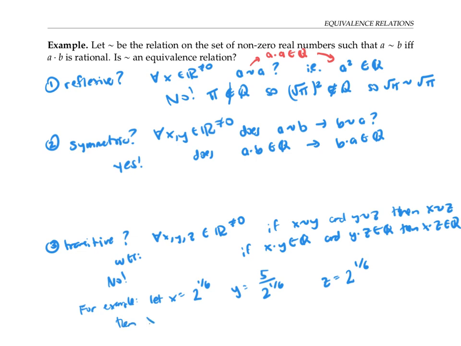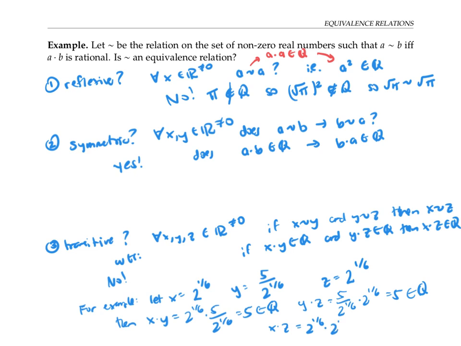Then x times y is the sixth root of 2 times 5 over the sixth root of 2, which is 5, which is a rational number. Fine enough. And y times z is also a rational number. But x times z is 2 to the 1/6 times 2 to the 1/6, which is 2 to the 1/3, the cube root of 2, which is not a rational number. So this relation, while it's symmetric, is not reflexive and it's not transitive. So it's not an equivalence relation.